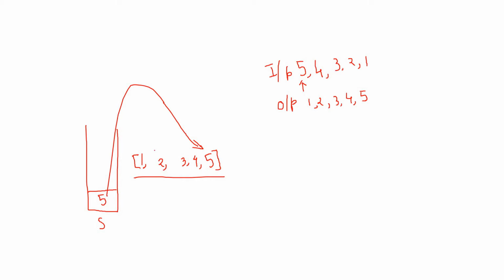Our input was 5, 4, 3, 2, 1, and after performing push and pop operations, due to the LIFO property, the stack gives us this output which is 1, 2, 3, 4, 5, that is the reversed version of our input. So using a stack, you can reverse anything. That may be a string, or some other data structure also.